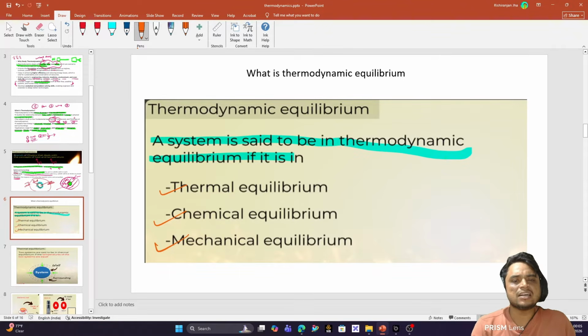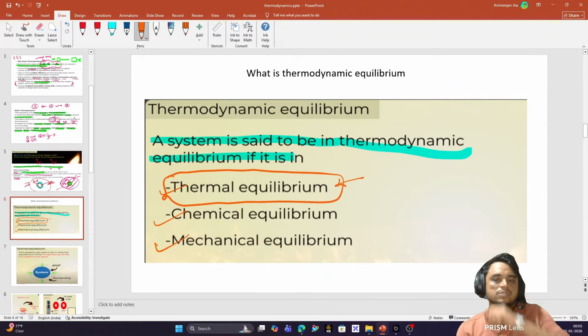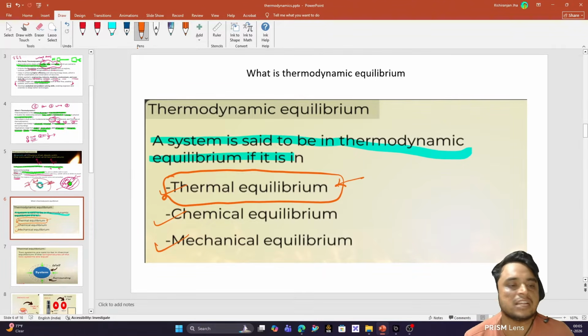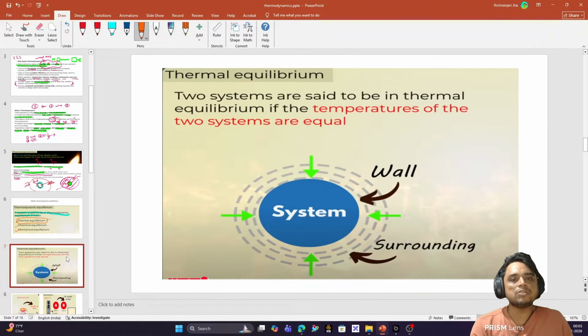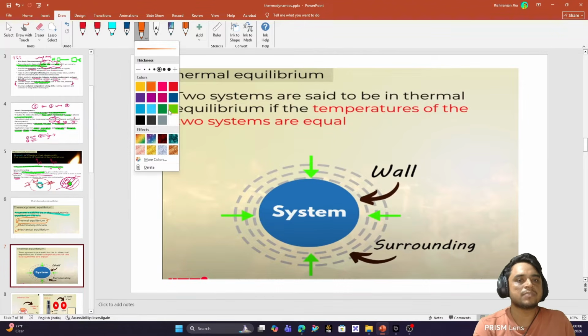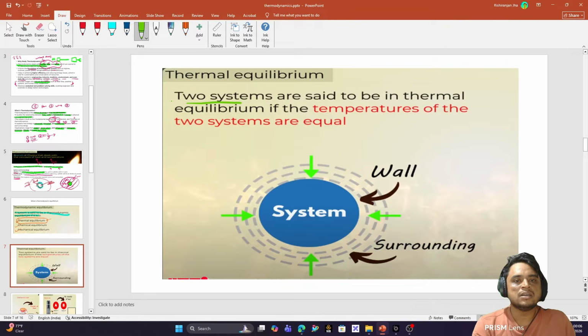But since we are studying thermodynamics, I will consider thermal equilibrium to be our topmost priority. Thermal equilibrium is of utmost priority when we are learning thermodynamics, especially for IB physics. So now we will learn about thermal equilibrium. Two systems are said to be in thermal equilibrium if the temperatures of the two systems are equal.